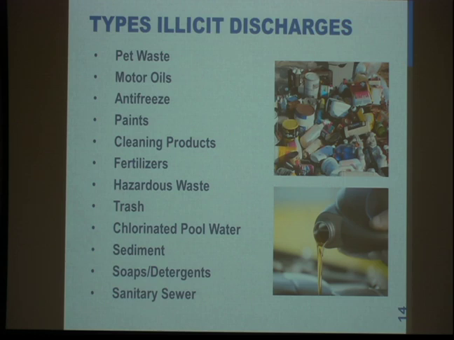But then you have things that can be point sources, like motor oil. Say a guy has a shop and he's dumping all his oil in the back, and it's raining and it's going into the stream, and that becomes a point source. Pet waste is a big one. Different types of motor oils, paints, cleaning products, fertilizers, hazardous waste, trash, chlorinated pool water, sediment from construction sites, soaps and detergents, and sanitary sewer, which is not only from sewer but also effluent from, say, septic tanks. So all these are illicit discharges that we look for.